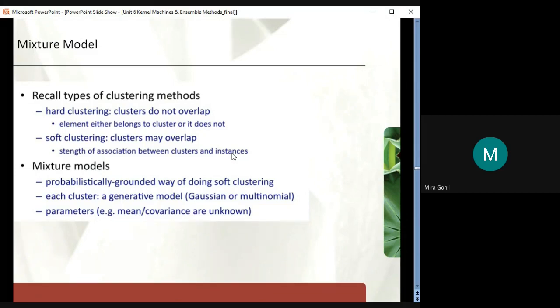Okay, so again we need to recall two types of clustering, that is hard and soft clustering. The hard clustering is the clustering where the clusters do not overlap and for each and every data point one cluster allocation is fixed. If you allocate one cluster you cannot allocate another cluster for that data point. And the soft clustering is a case where you require a probabilistic distribution where clusters may overlap. So that is the association between the cluster and instance.